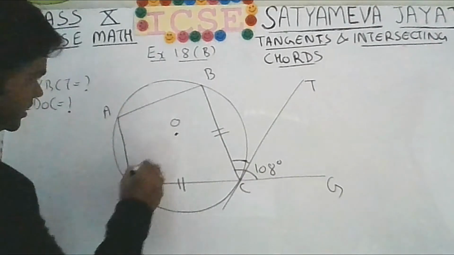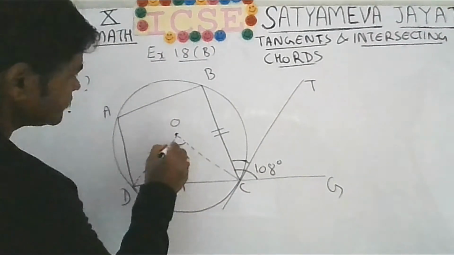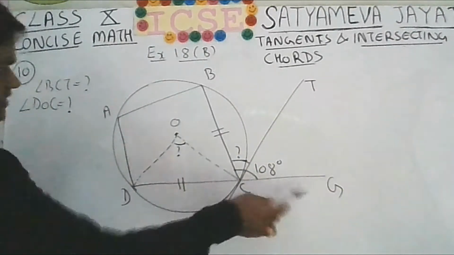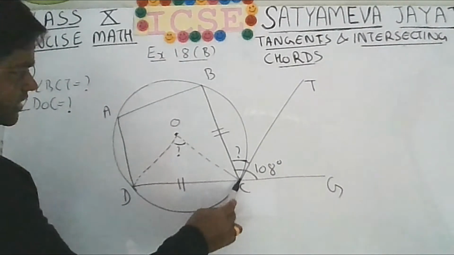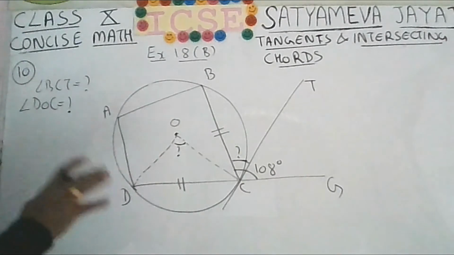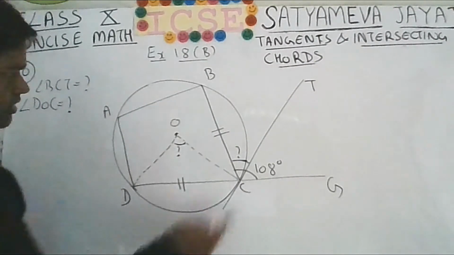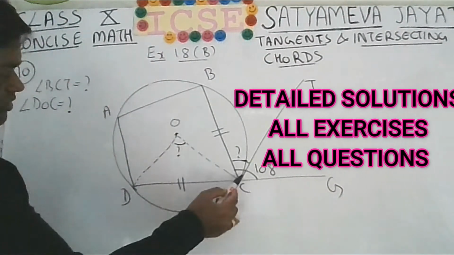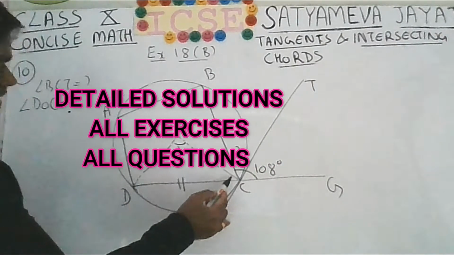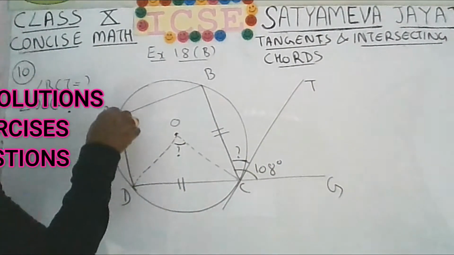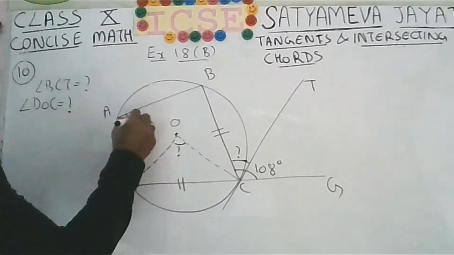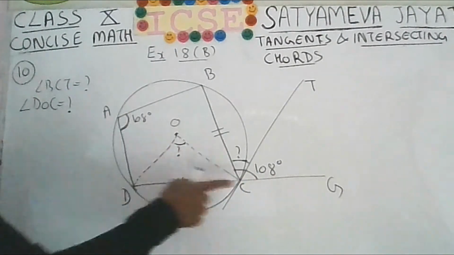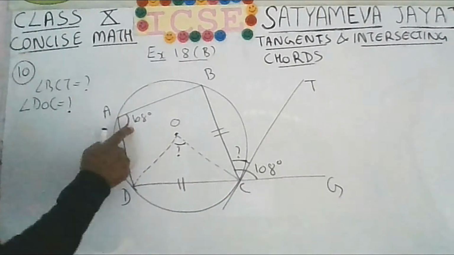So we should join D with O and D with C. This angle also we have to find. So if angle BCG is 108 degrees, you can see that it is an exterior angle. ABCD is a cyclic quadrilateral, so using the cyclic property that we have studied in the previous chapter, this angle BCG will be equal to the opposite interior angle. The interior angle is this and its opposite is this angle. So this will be 108 degrees.